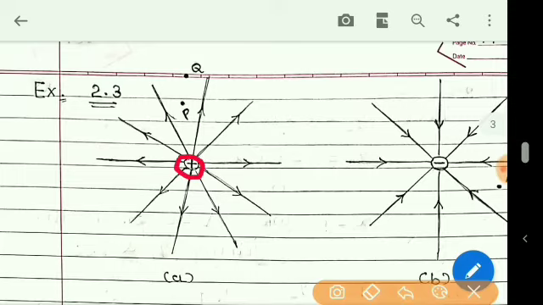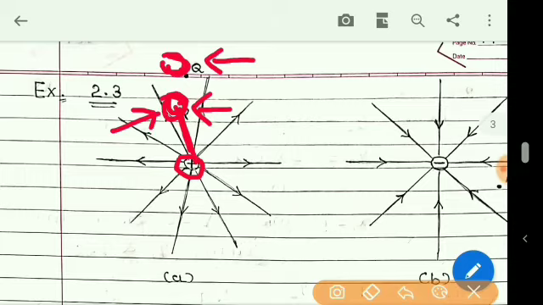Potential due to positive charge at any point around it will be positive. So here the potential at point P will be positive, as well as potential at Q will also be positive. But as this point P is closer to this charge, the potential at point P will be larger than the potential at point Q. Why is the potential at point P larger?